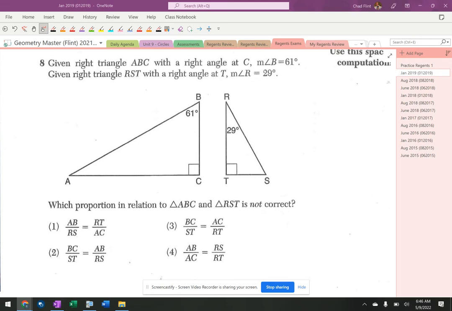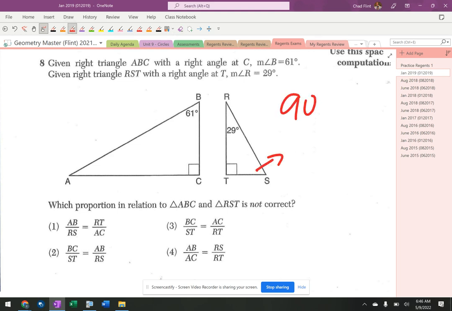All right, so we've got a right triangle. Which proportion is not correct? So you can see these are similar triangle sides. All right. I quickly look at this and I'm like, well, are they even similar?